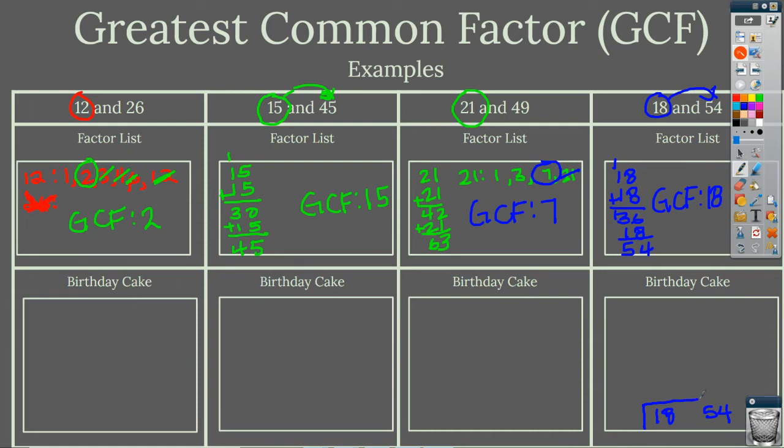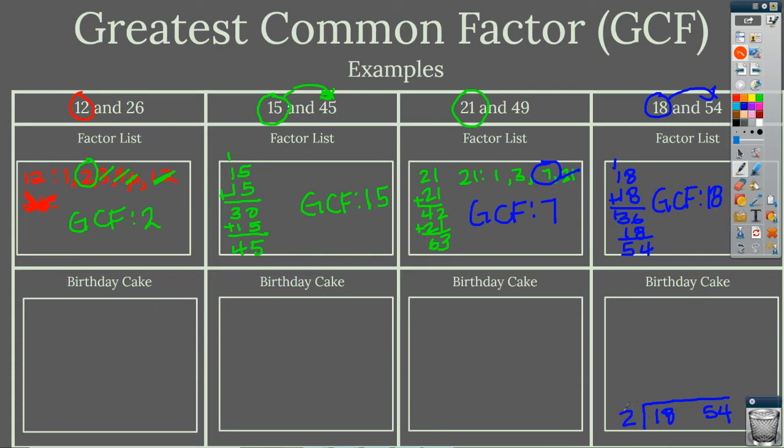So let's say you're looking at 18 and 54 and your brain is tired and you can't think of anything that goes into 18 and 54 except for 2. You know 2 goes in because they're both even. So we're going to put a 2 out here, and you can see I've drawn a division symbol. I'm going to divide 18 and 54 by 2. That is factoring it out.